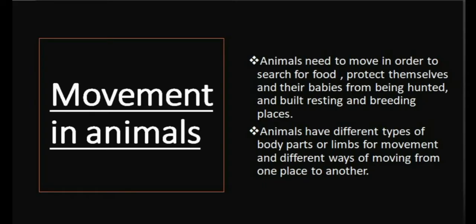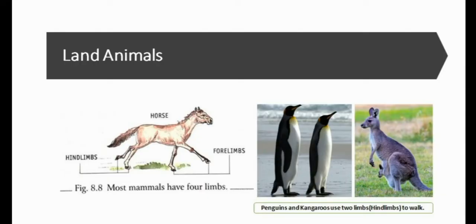Now, movement in animals. Animals need to move in order to search for food, protect themselves and their babies from being hunted, and build resting and breeding places. Animals have different types of body parts or limbs for movement and different ways of moving from one place to another. As land animals, most mammals have four limbs. The two at the front are called forelimbs and the two at the back are called hind limbs.